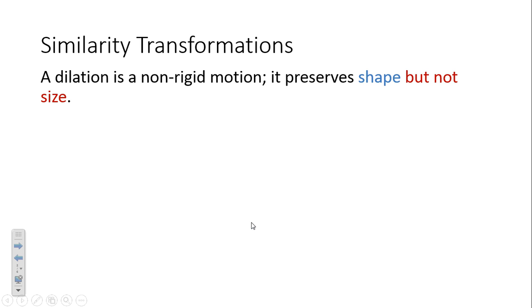A dilation is a non-rigid motion. It makes things bigger or smaller. It stretches it, so it doesn't keep the same exact size of a figure. It has the same shape, but not the same size.